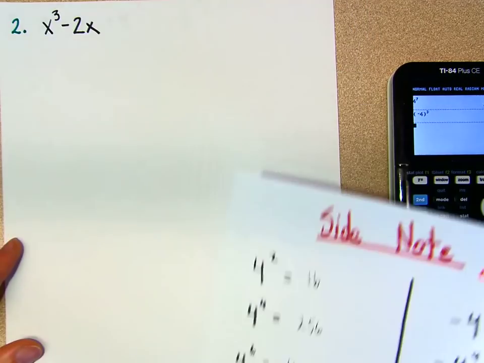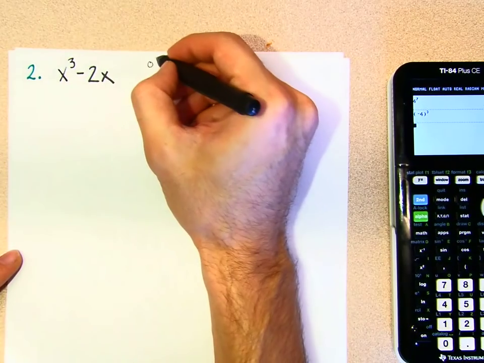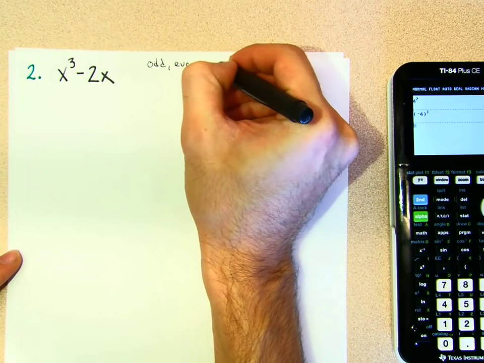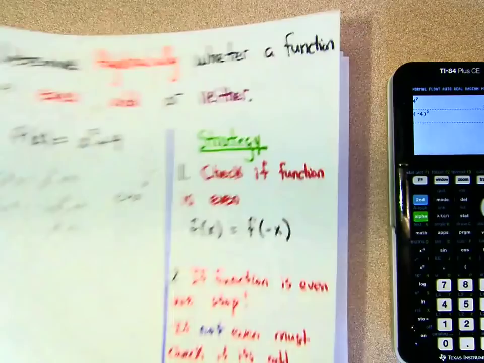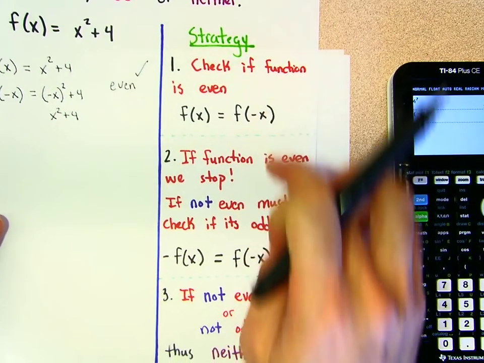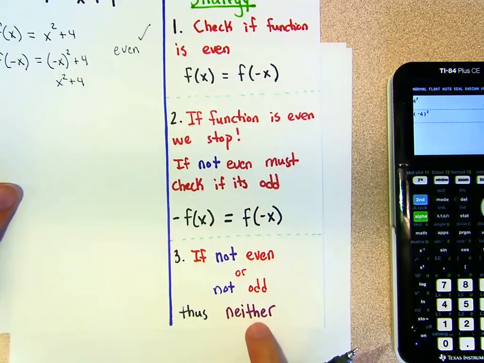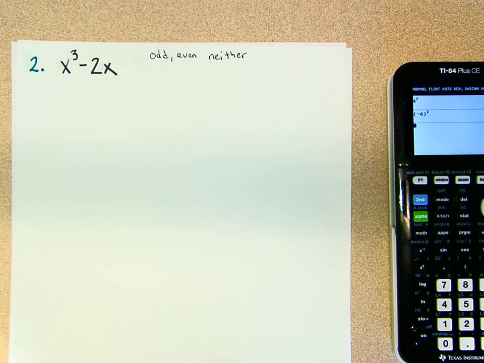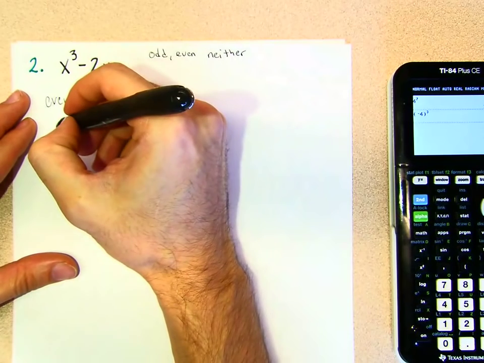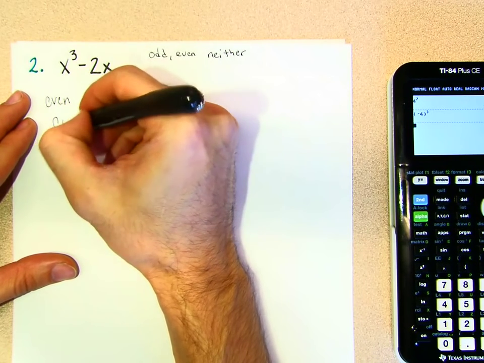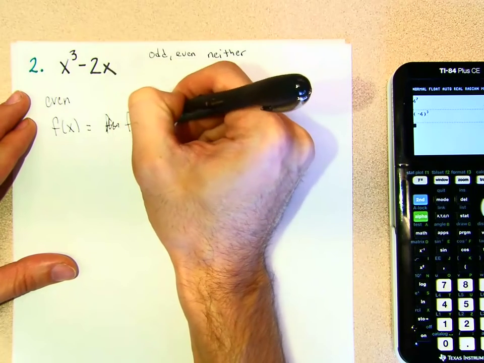What I'd like you to do is try and see if this is odd, even, or neither. Okay? And what I want us to do is follow this protocol, right? Strategy. Check if it's even, check if it's odd, and if it's not even or odd, then it's neither. Okay? I'll show you this one. Let's see if it's even. Check even. Well, if it's even, then f of x has to equal f of negative x.